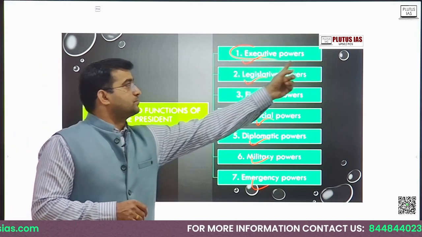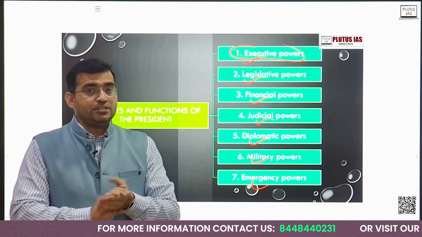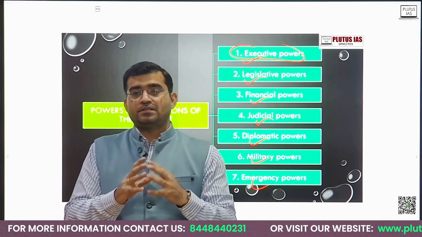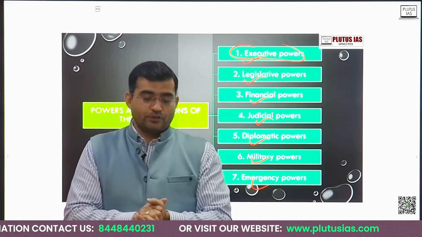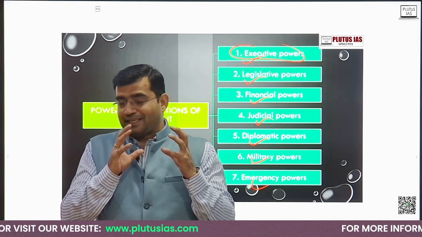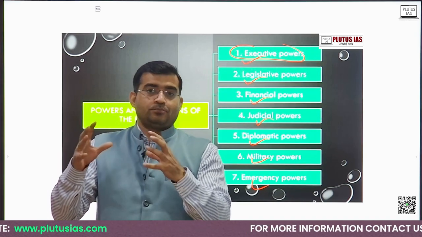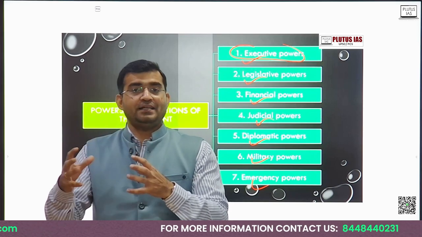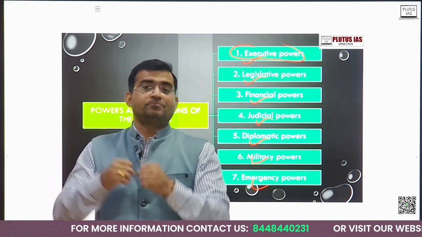Executive power. So, what is the meaning of executive power? Executive power means power to execute policy. How can policy be executed? Policy can only be executed if the president is supported by the structure, by the personnel.